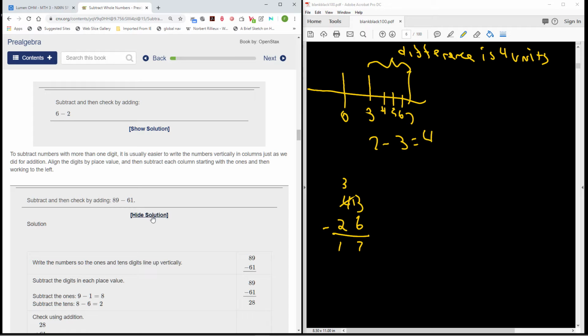Okay, now they're subtracting again. They have 89 minus 61. 9 minus 1 is 8. 8 minus 6 is 2. So we can check it by adding the two numbers up. 8 and 1 is 9. 6 and 2 is 8. So we get the original back. It checks.